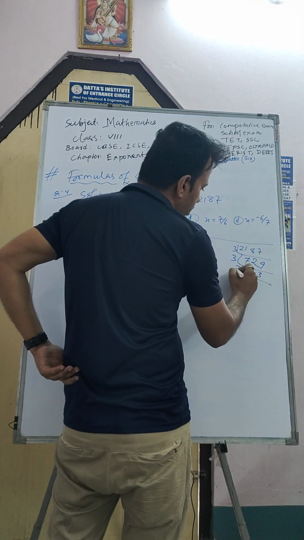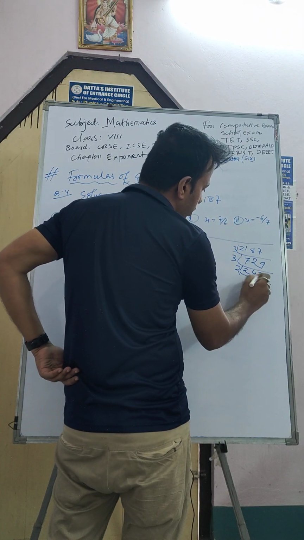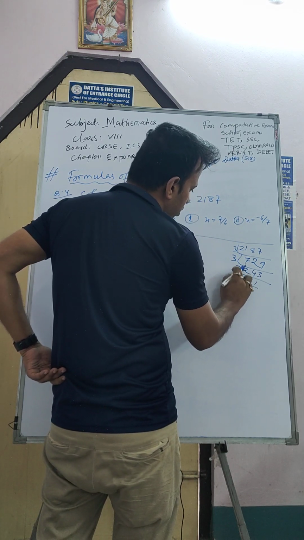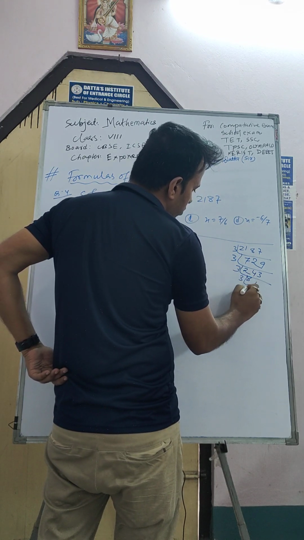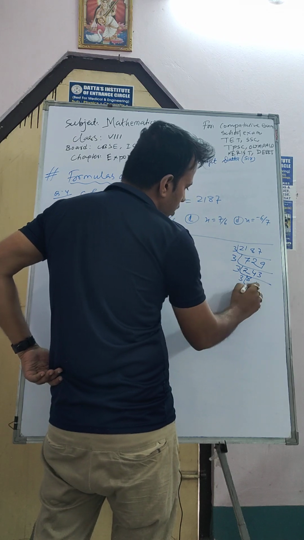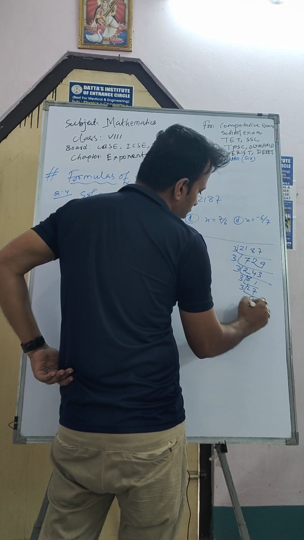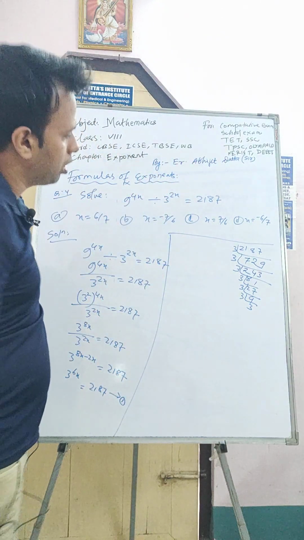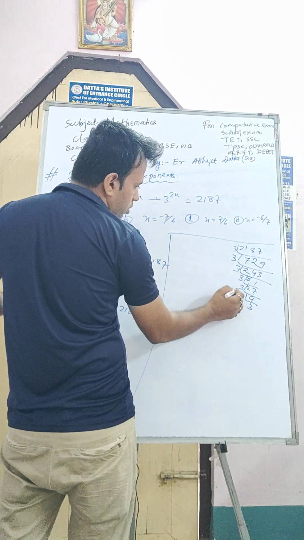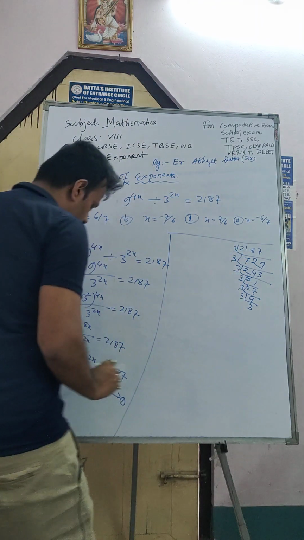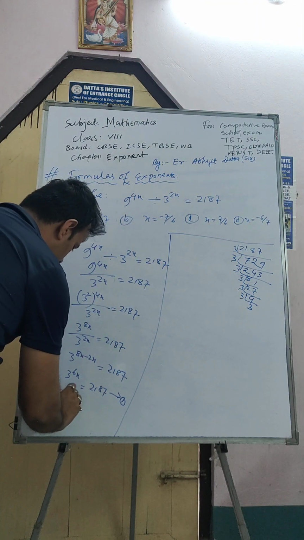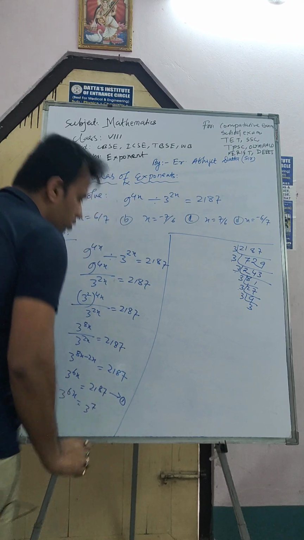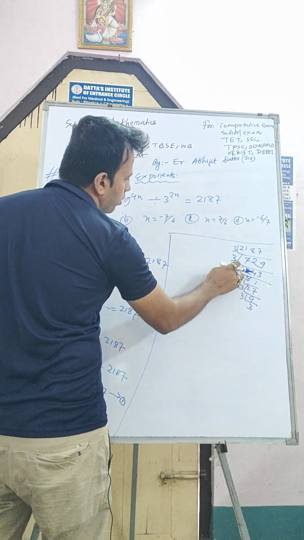If I divide again, it will be 81. If I divide again by 3, it will be 27. If I divide again by 3, it will be 9. If I divide again by 3, it will be 3. So how many 3's are there? 1, 2, 3, 4, 5, 6, 7. So we can write here 3 to the power 6x is equal to 3 to the power 7. Is it not? 1, 2, 3, 4, 5, 6, 7.